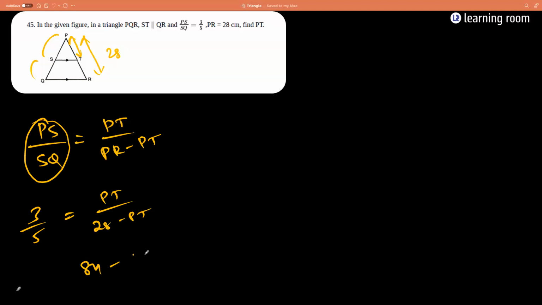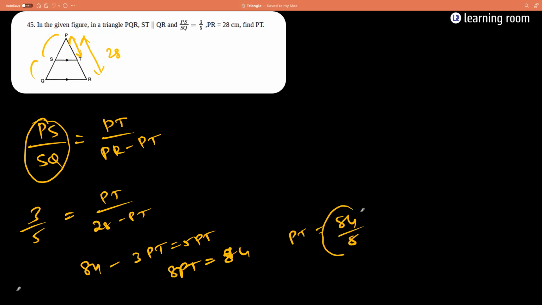So 28 threes is 84 minus 3 times PT is equal to 5 PT. So 8 PT is equal to 84. Oh, it's not an exact number. So 84 by 8 is the answer. So PT is equal to 21 by 2, which is 10.5 centimeter.